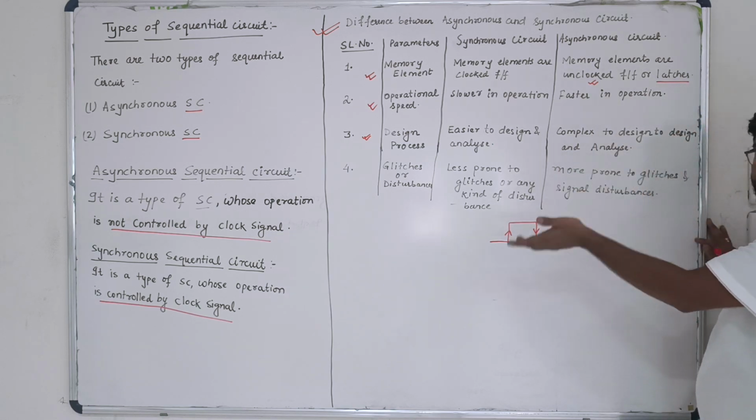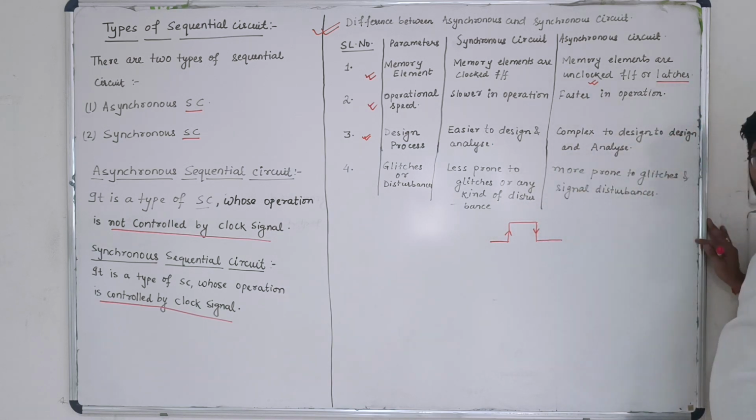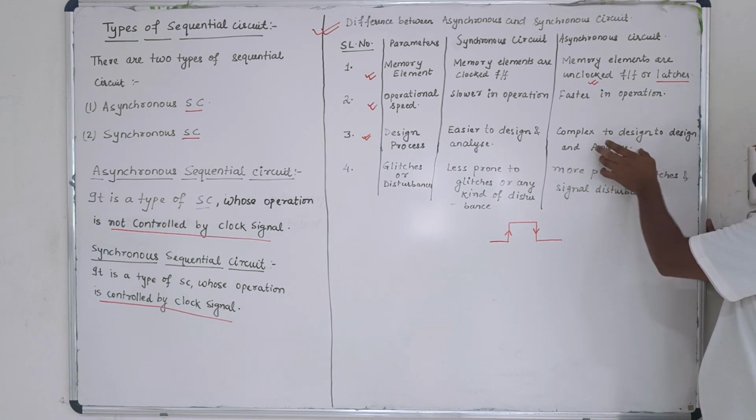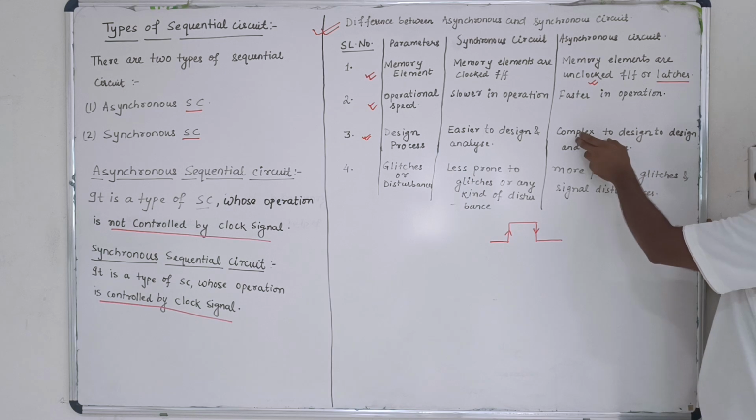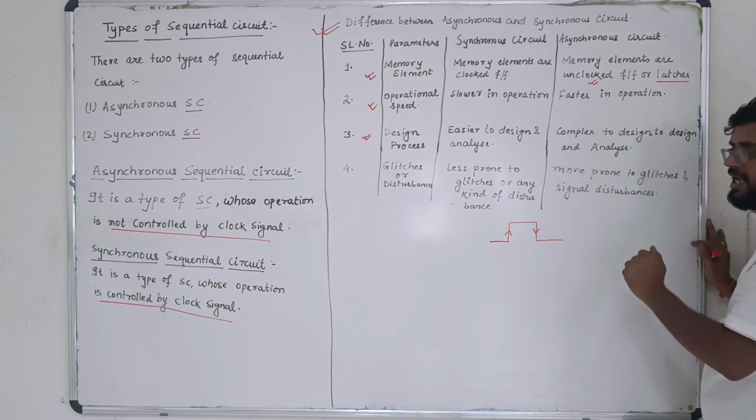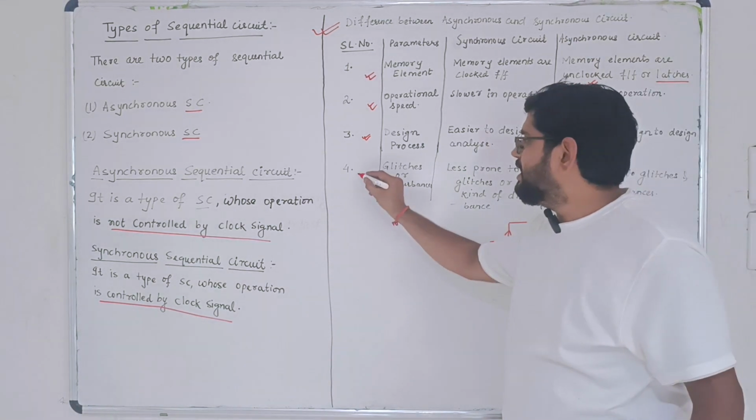I mean, if there are any changes in the input, there might be a possibility that there will be a change in the state. So in that context, controlling the design becomes difficult, and therefore we can say that it is complex to design and analyze. The last one is glitches and disturbance.